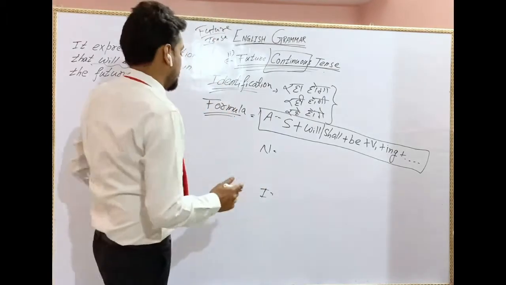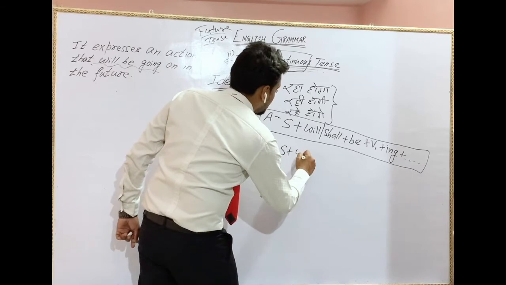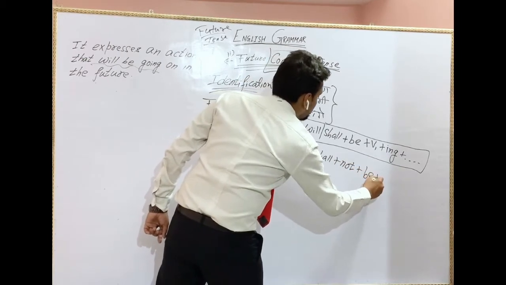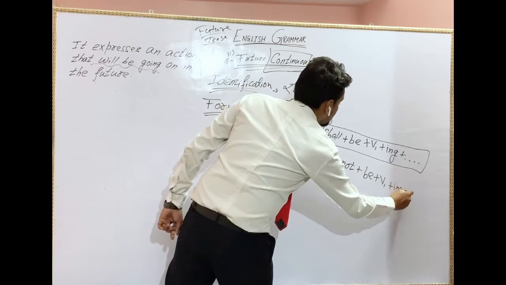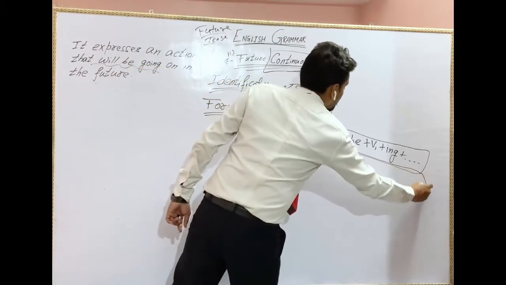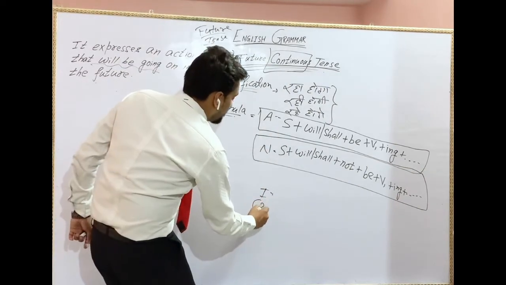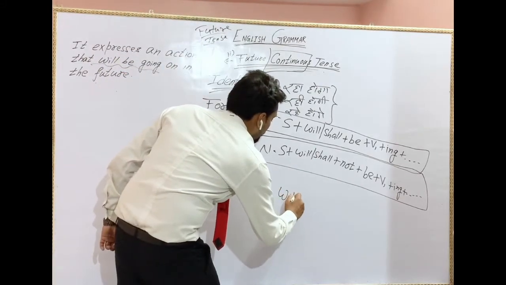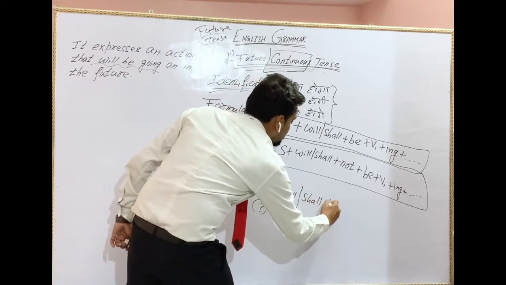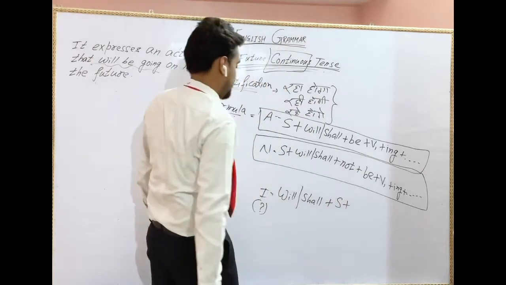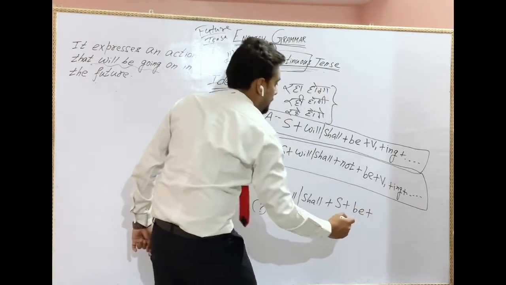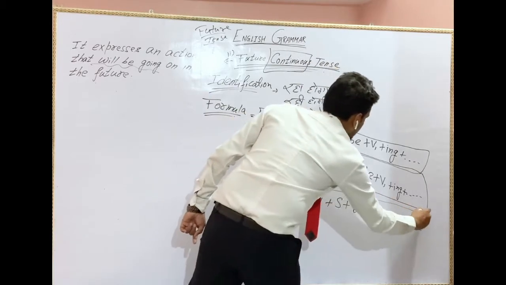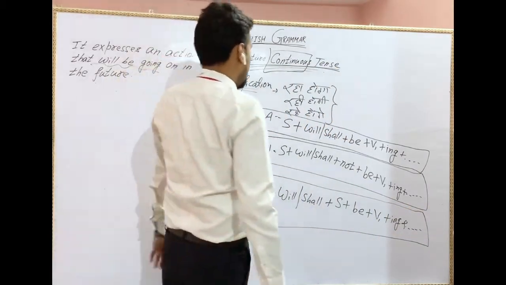It means positive sentence. For negative sentence, subject plus will or shall plus not plus be plus V1 plus ing plus, if the object is given, at last object. This is for negative sentence. And for interrogative sentence, in which anyone is asking a question to anyone, then will or shall plus subject plus be plus V1 plus ing plus, if there is object, then object at the last. This will be for interrogative sentences.